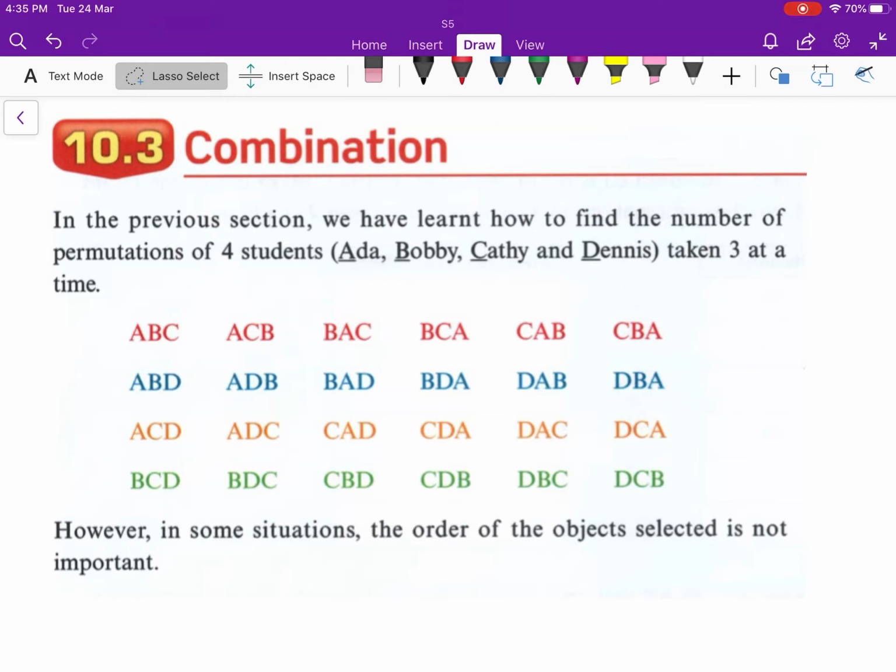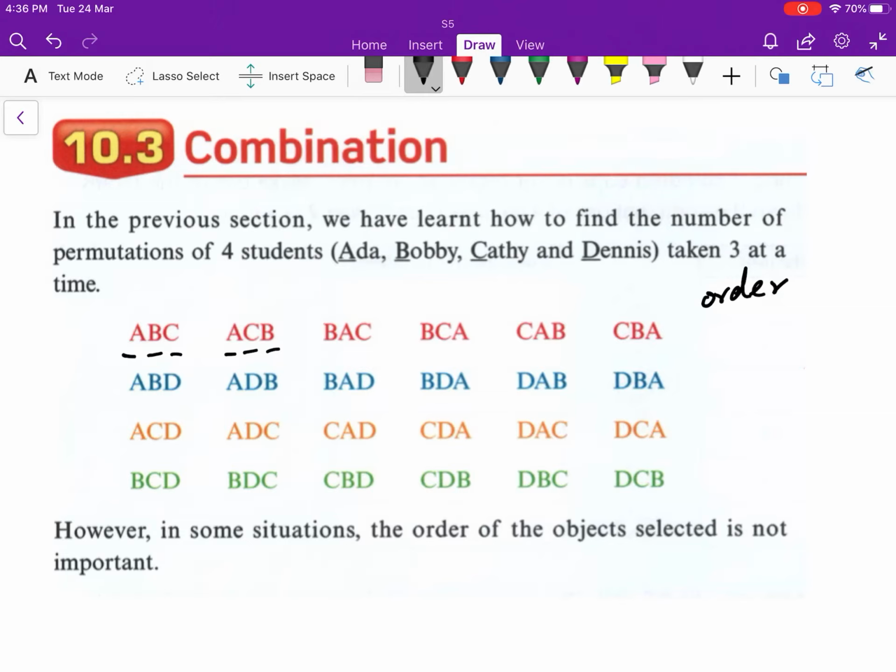In the previous session, we learned how to find the number of permutations of 4 students: Ada, Bobby, Kathy, and Dennis. But we only need to take out 3 of the students at one time. So how many permutations will we have? For example, we can pick Ada, Bobby, and Kathy, so we have ABC. But remember, when you change the order, maybe Ada, Kathy, and Bobby, it will count as a second choice.